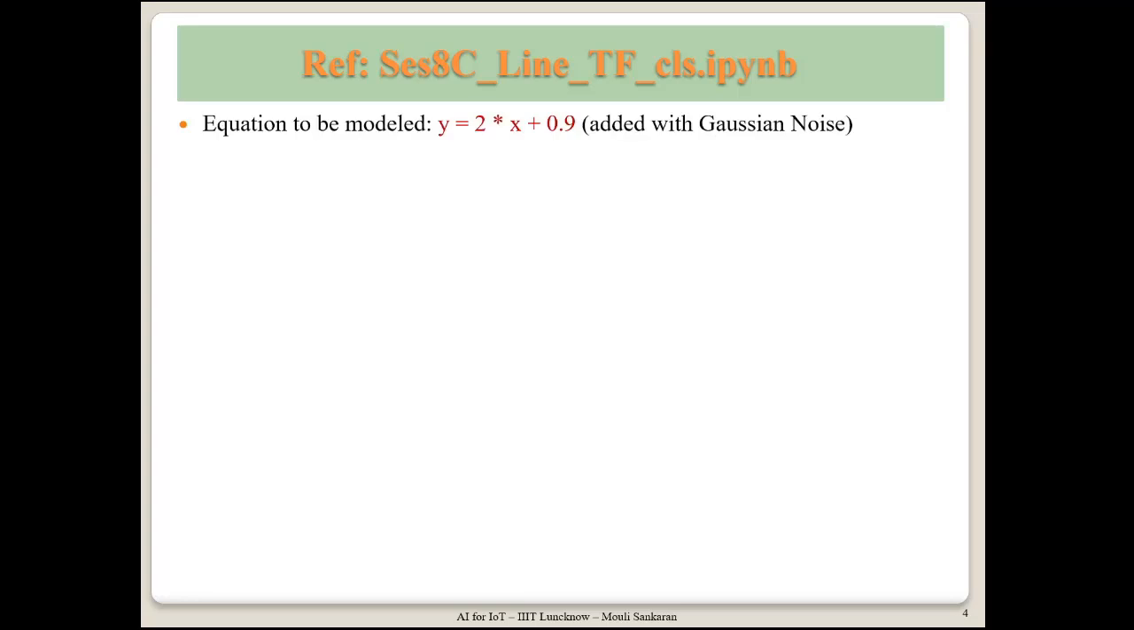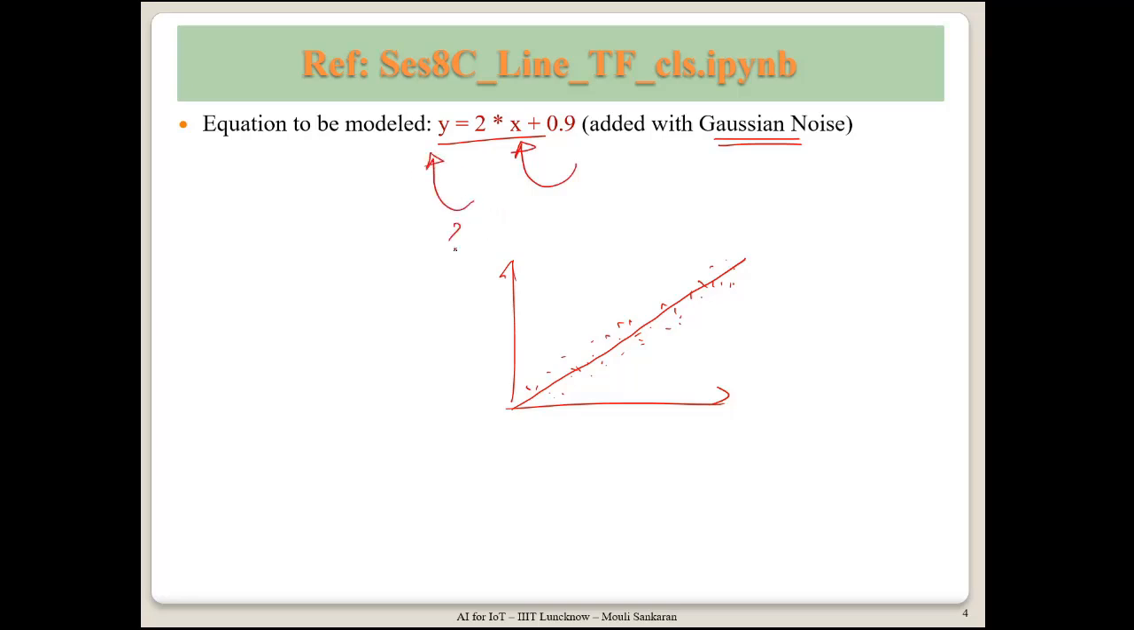Okay, so what we want to do, given an equation, this is the equation we would like to implement. When I say implement, it means I have a set of points which are distributed around this line. Now if I have to give points around this line, I have to add a noise, Gaussian noise or normal distribution. Now should I add the noise to X or to Y?